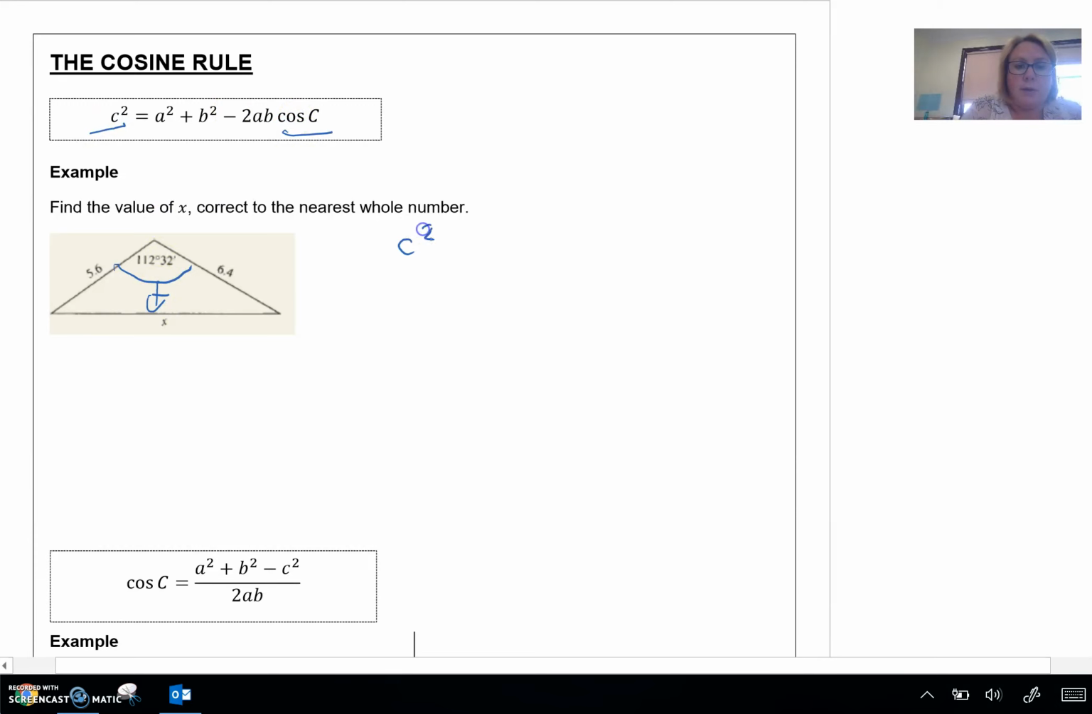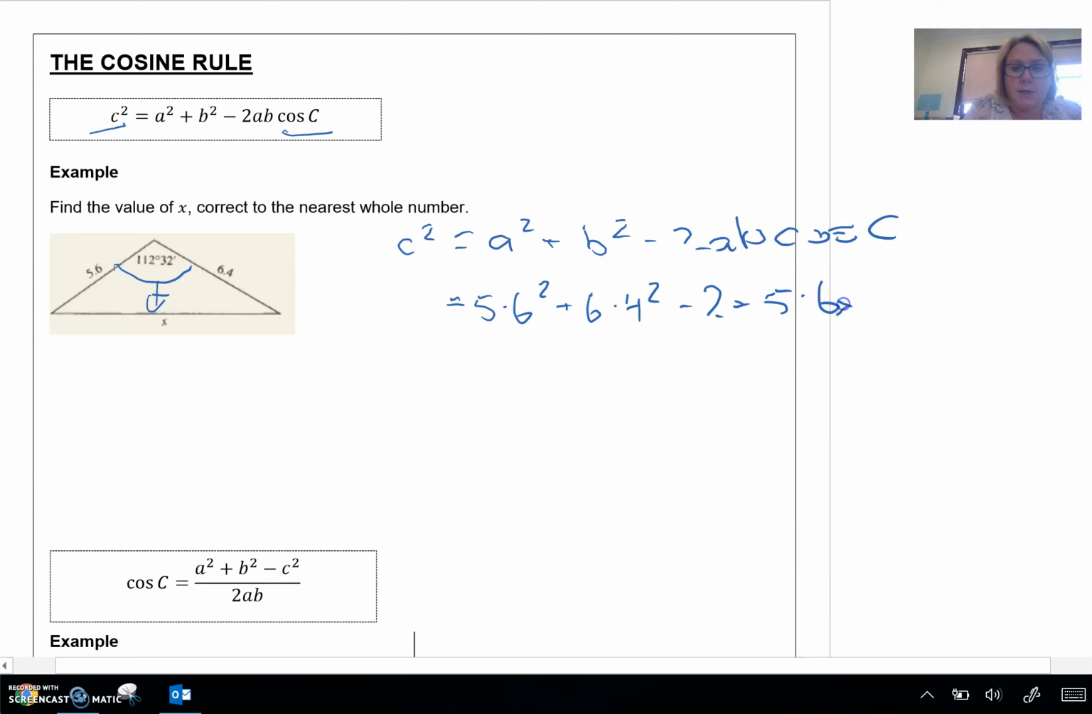So if we're finding a side, C squared equals A squared plus B squared minus 2AB cos C. 5.6 squared plus 6.4 squared minus 2 times 5.6 times 6.4 times cos 112 degrees 32 minutes. Now I'll put it in my calculator.